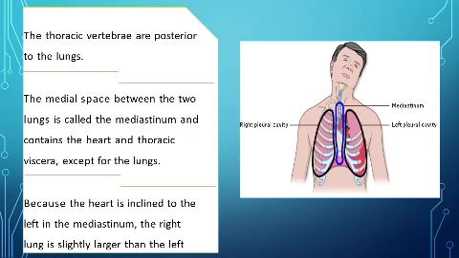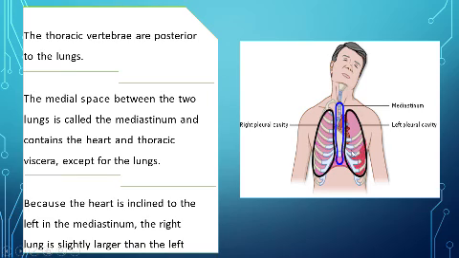Then coming to this slide. The thoracic vertebrae are posterior to the lungs. The medial space between the two lungs is called the mediastinum. See here, these are the two lungs. This is the space between the two lungs. This space is called the mediastinum, and it contains the heart and thoracic viscera, except for the lungs. Because the heart is inclined to the left in the mediastinum, the right lung is slightly larger than the left.